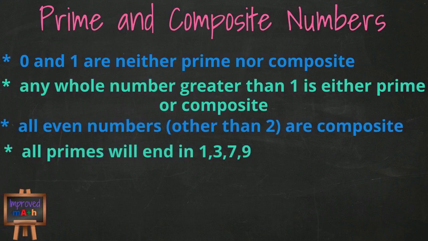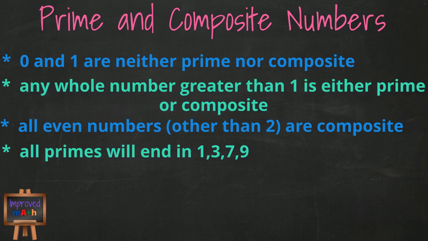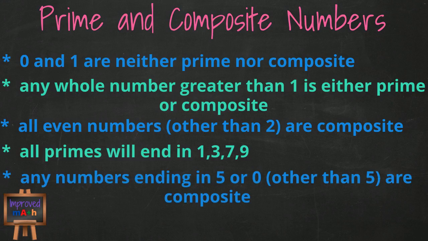All prime numbers will end in 1, 3, 7, or 9. Now, just because it ends in 1, 3, 7, or 9 does not automatically mean it's prime. It just means that those that are prime will end in one of these numbers. Any number that ends in 5 or 0, with the exception of 5 itself, will be a composite number, as it will always have a factor of 5.